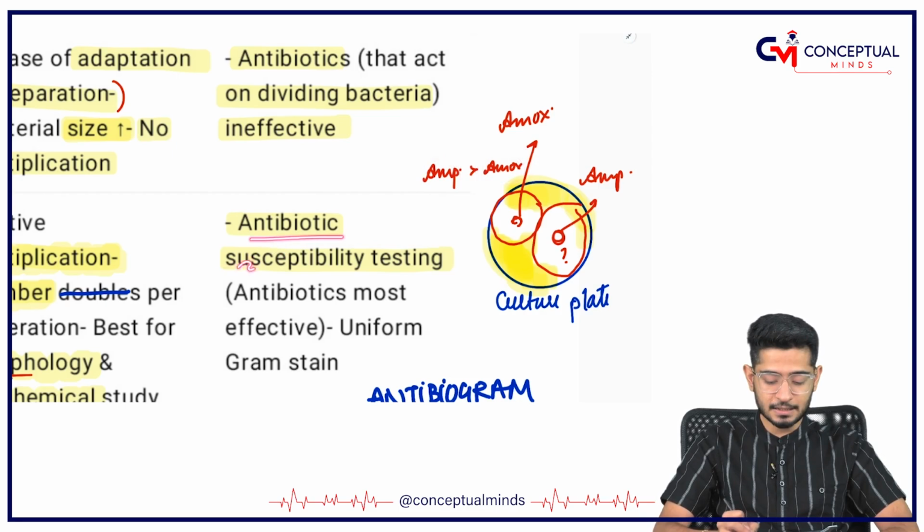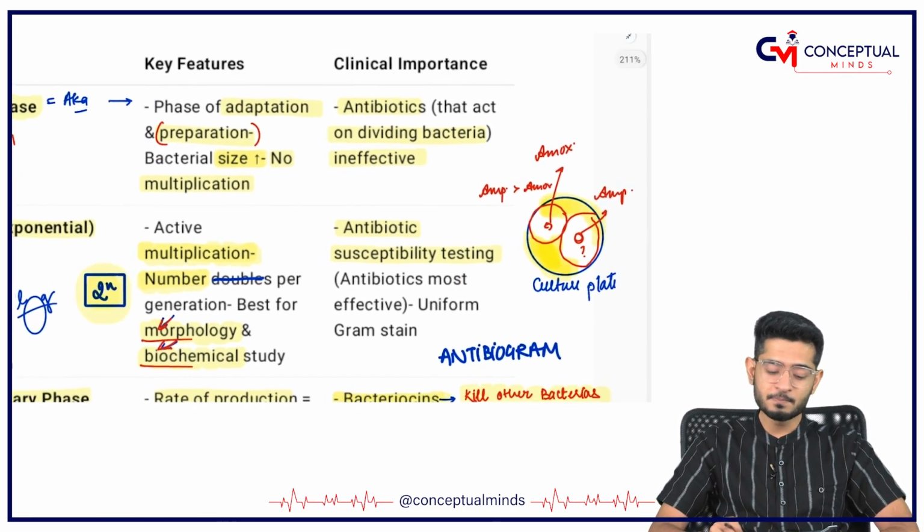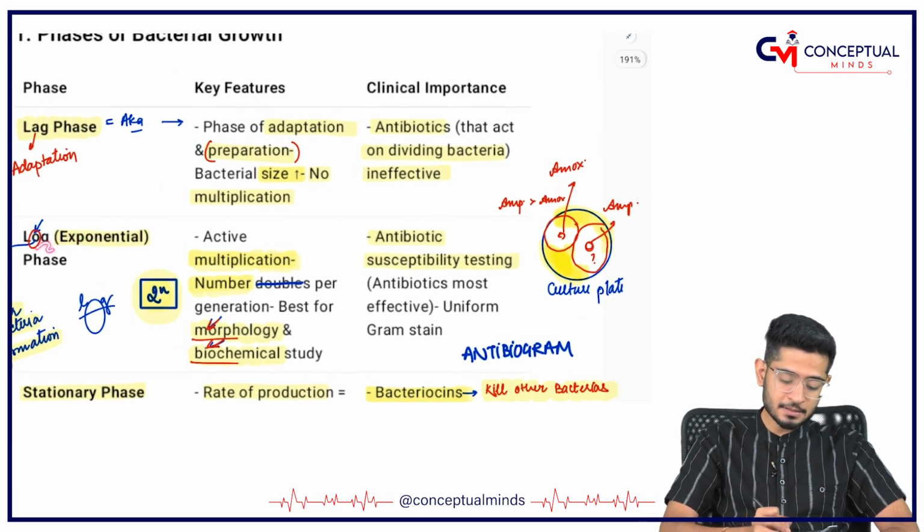This is called antibiotic susceptibility testing, also called antibiogram, which you are going to obtain in the log phase.